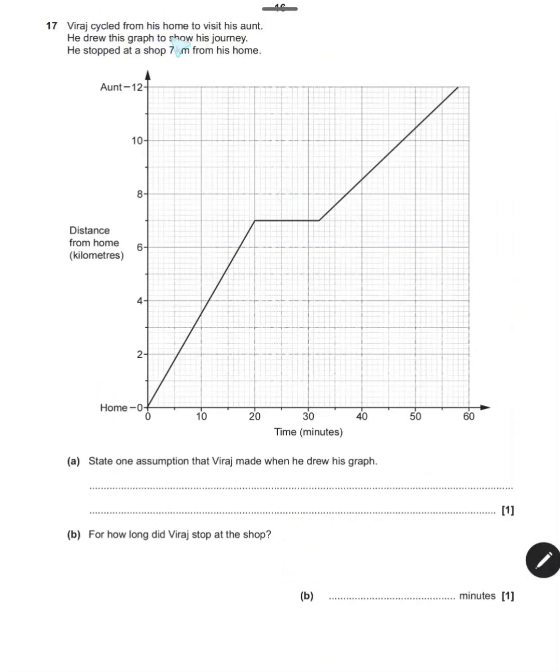Question 17, we've got someone cycling from home to visit his aunt, and we've got a graph of that journey. And we're asked one assumption that Viraj made when he drew his graph. Well, we've got these perfect straight lines on a distance time graph. When you've got these perfect straight lines, it's saying whoever's cycling is going at a constant speed. These nice straight lines mean we're always going at the same speed. Different speed, but same all the way along this line.